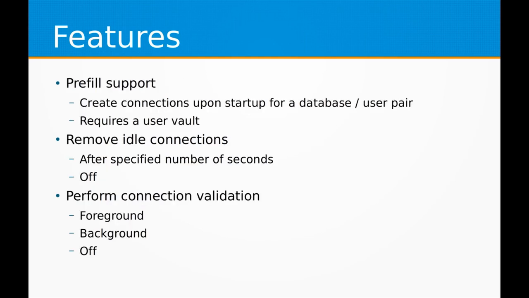We can pre-fill the pool during startup and maintain a minimum number of connections based on a database and user pair. This requires a user vault to be specified. Idle connections can be removed after the specified number of seconds or turned off. In order to account for invalid connections, we can perform connection validation either when a connection is obtained by the pool or in the background on idle connections. We can also turn this functionality off.